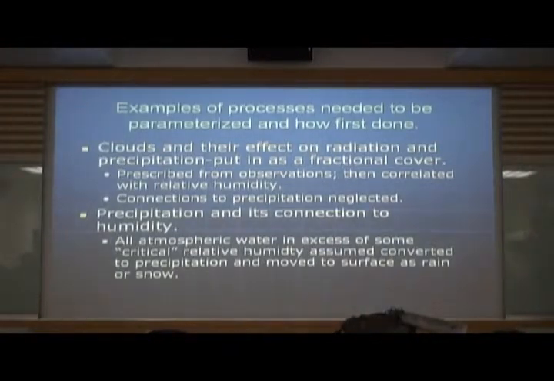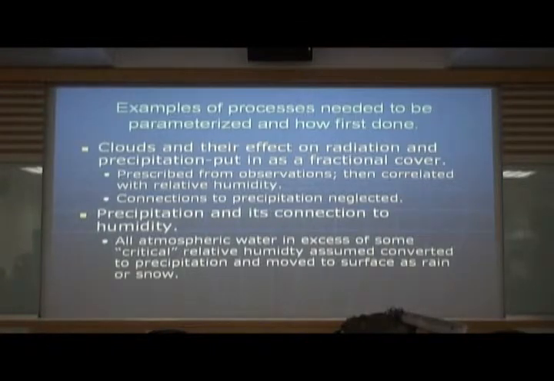Within the larger scale, people recognize that on a large scale they wouldn't be getting up to 100% before you got rain. So I think one very common assumption was that the rain would happen once the relative humidity got greater than 80%. You take all that extra water out and knock the humidity back down to 80%. So that's the early parameterizations of precipitation. This critical relative humidity, 80%, is what I saw more often than anything else.